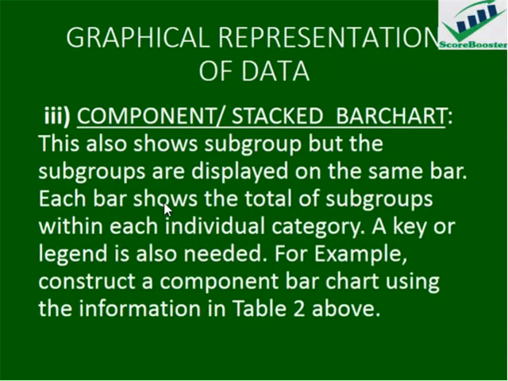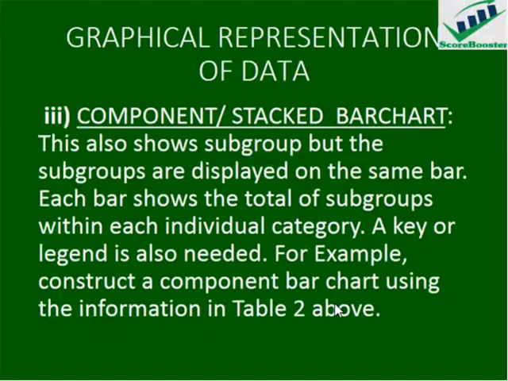The third one is the components or stacked bar charts. This also shows subgroups, but the subgroups are displayed on the same bar. So the difference between the multiple bar chart and the component bar chart is that in the multiple bar chart, the subgroups are shown on different bars. But in the component bar chart, the subgroups are shown in the same bar, but it's only the key or legend that will differentiate them on that particular bar. So now we also need a key or legend. I've explained the meaning of a key or legend.